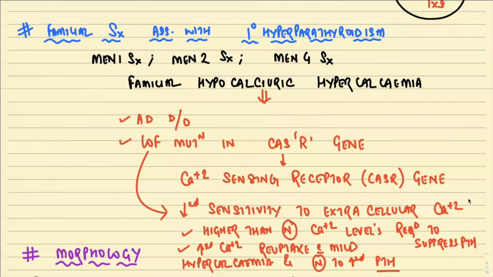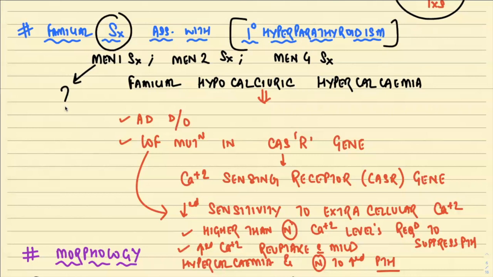Now, before we start with the morphology, what are the familial syndromes which are associated with primary hyperparathyroidism? When a patient comes with primary hyperparathyroidism, you also have to rule out certain familial syndromes. So when will you suspect that the patient has MEN1 syndrome? Yes, tell me. What are the conditions of MEN1 syndrome?